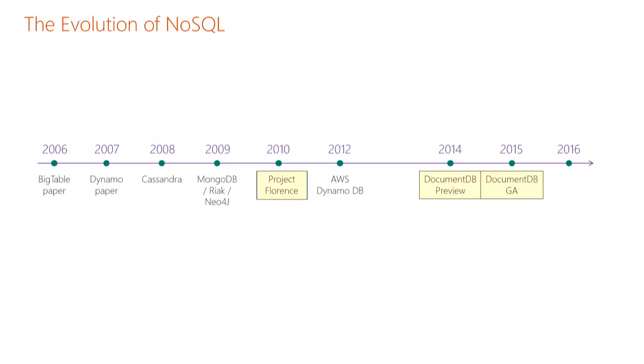In 2010, we started Project Florence here at Microsoft. This is what eventually becomes DocumentDB. What we wanted to do was build a cloud-born database, using basically all of the awesome infrastructure we have as part of Azure. We have 30 different regions. We have these massive data centers. How do we actually build a NoSQL database that takes advantage of all of this infrastructure?